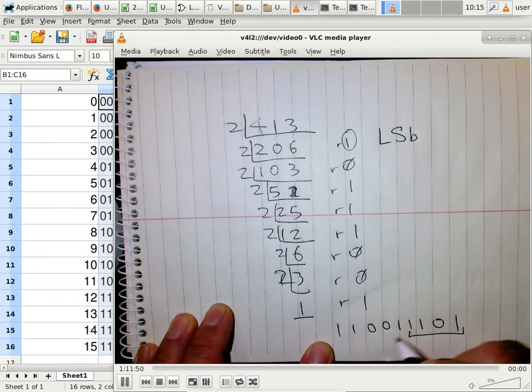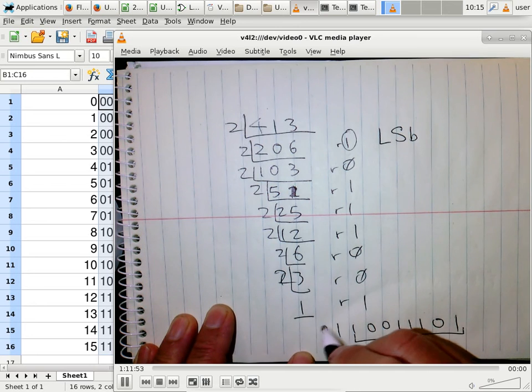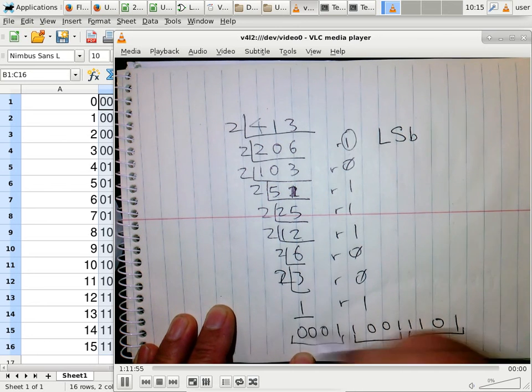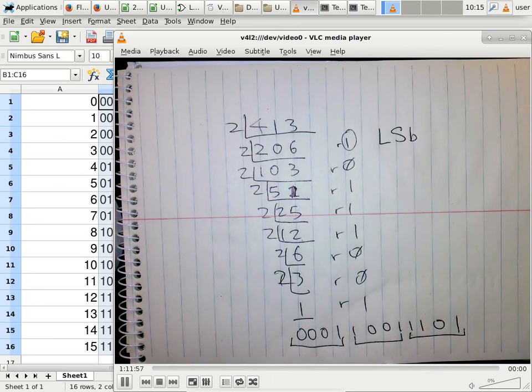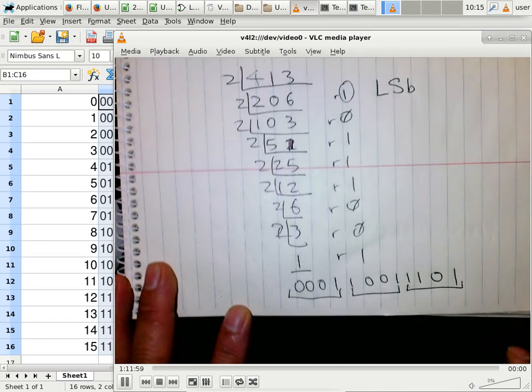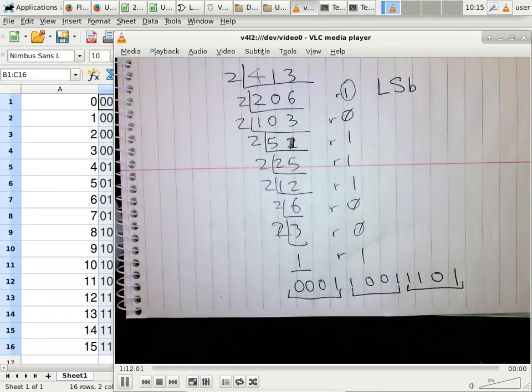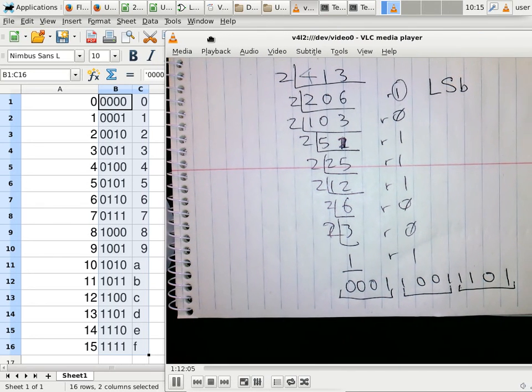Group them in 4 bits. If you have leftover, pad zeros to the left-hand side. Pad more significant digits. Okay? So now that I have this, I can just look up the table. The table is partially hidden, but I'm going to show it to you so that you can work this out with me.